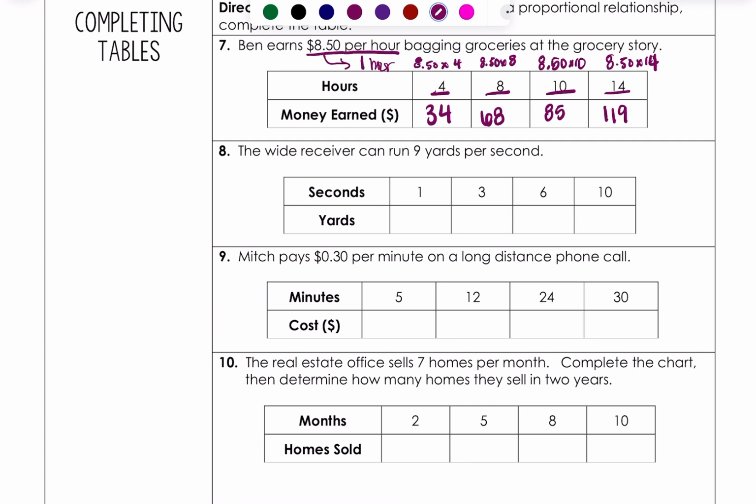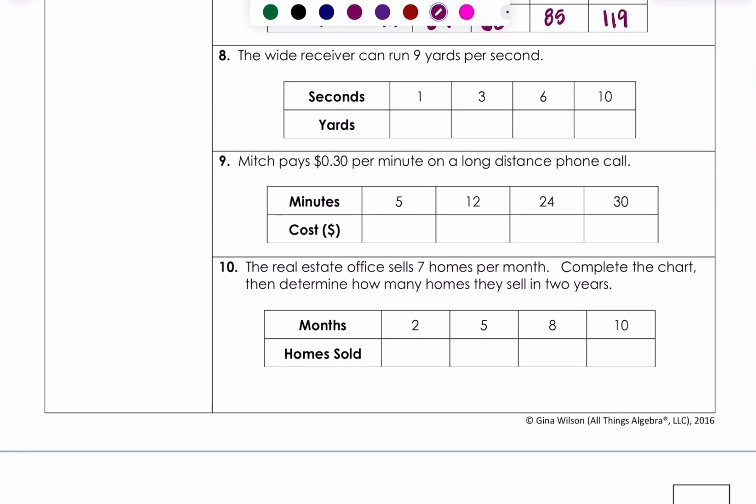All right, so let's go ahead and do the real estate one, number 10. It says the real estate office sells 7 homes per month. Complete the chart, then determine how many homes they will sell in 2 years. Okay, so this means that every single month they sell 7 homes. So if I look at my table, they want to know how many houses I'm going to sell for 2, for 5, for 8, and for 10. So all I'm doing here is multiplying the 7 to each one of these months.